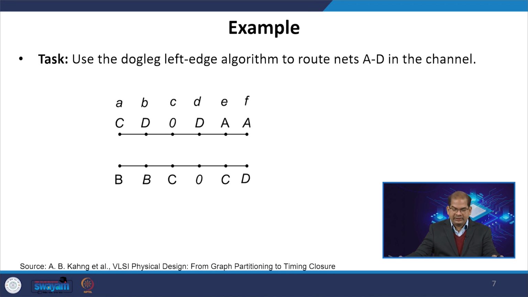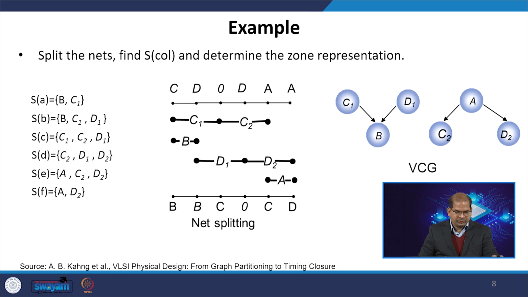So, now we will discuss this Dogleg left edge algorithm using one channel, using this example actually. With an example it will be more clear. So, what is the main target? It is how to route the nets A to D in the given channel, and how many tracks are required. So, the first goal is that we split the nets, as we discussed earlier.